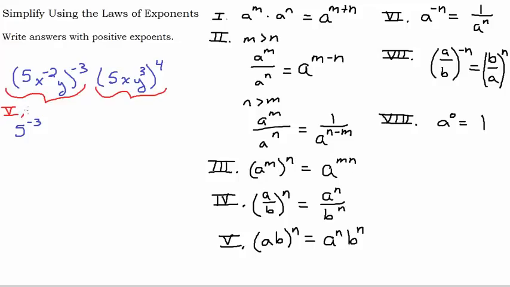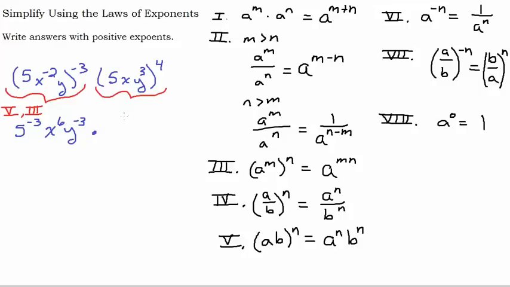Okay, so I'm just going to jot this down. I'm using rule number 3 also, and that tells me to take x to the negative 2 times negative 3, that would be positive 6. And then y to the negative 3. So that's the first part, all right? And that's going to get multiplied by this stuff to the 4th power.